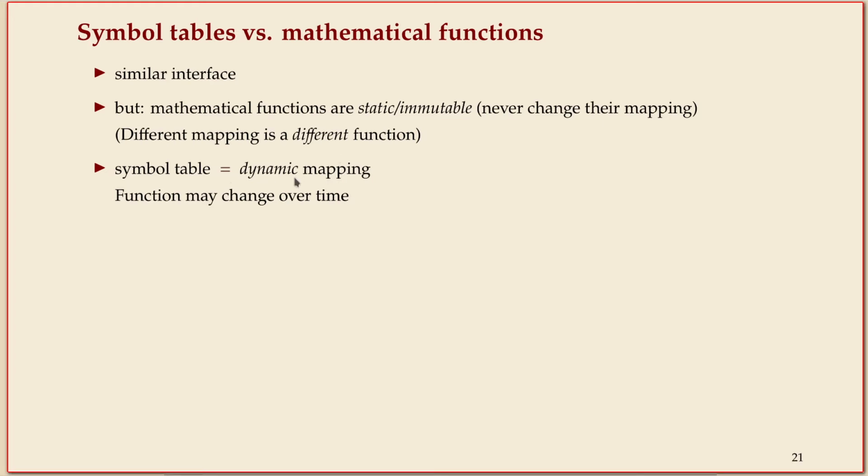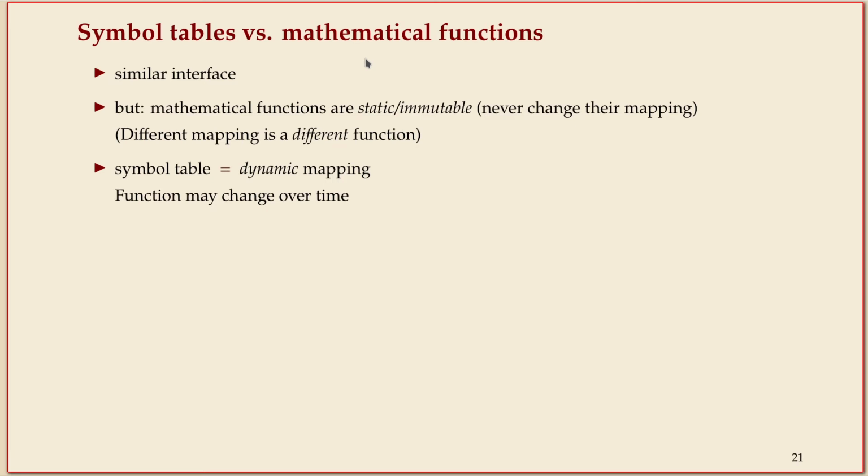Whereas a symbol table is a dynamic mapping. Both the set of keys that have some value attached to it, as well as the values that you do attach, they can change over time. That's why we have this put operation. And so we still talk about the same dictionary, it doesn't change identity. It's the same dictionary we had before, but we change it. That's a fundamental difference between math and data structures and computer science.